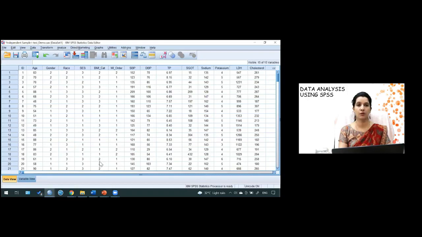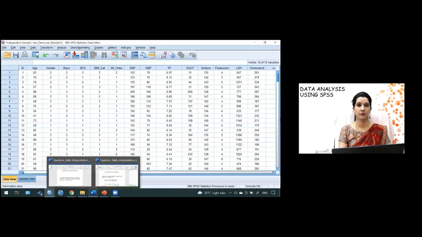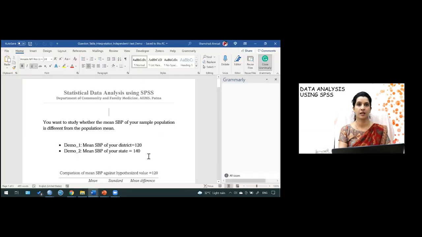So that's the data. Now coming to the question. The first question is: you want to study whether the mean systolic blood pressure of your sample population is different from the population mean. So first I have to see whether the mean SBP of my sample is equal to the mean SBP of my district. The known value of my district SBP is 120 millimeters of mercury. So this is my research question.